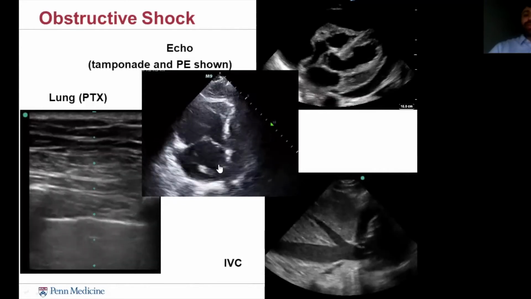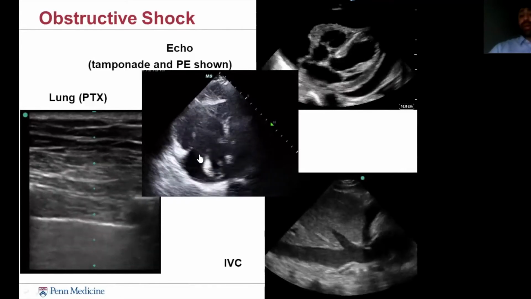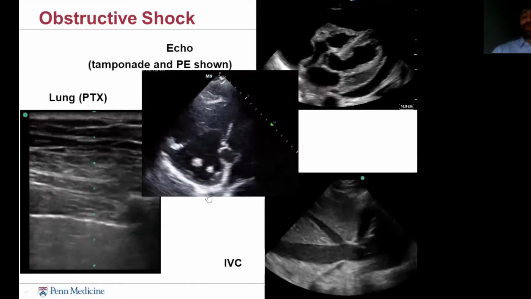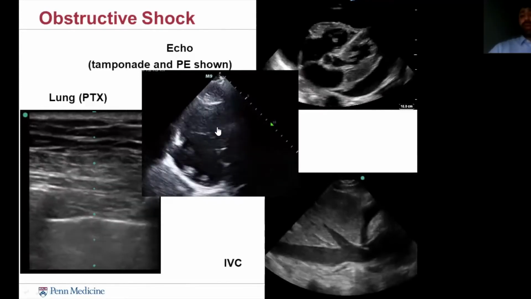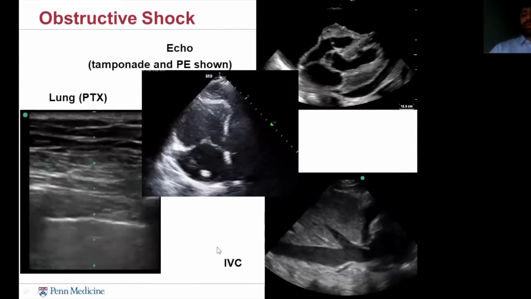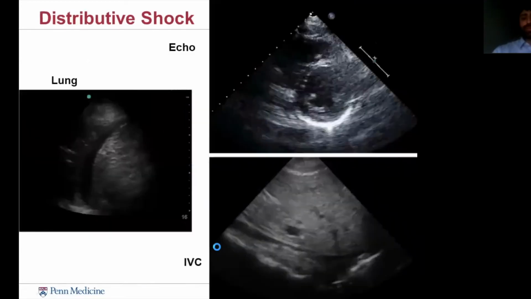And in this video in the center, you can see visible thrombi in the right atrium. That's a clot in transit for a patient who has a massive pulmonary embolus. Even without that, however, which is not necessary to make the diagnosis, you can see that the right ventricle is very enlarged compared to the left ventricle.